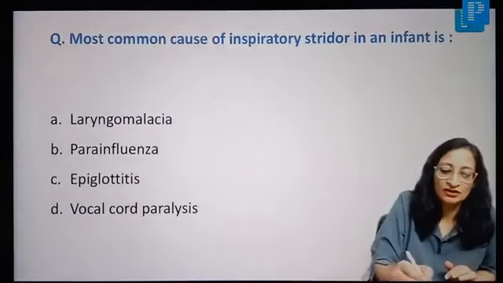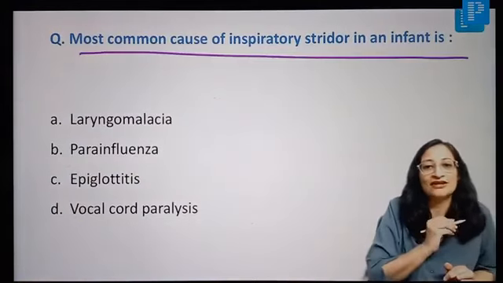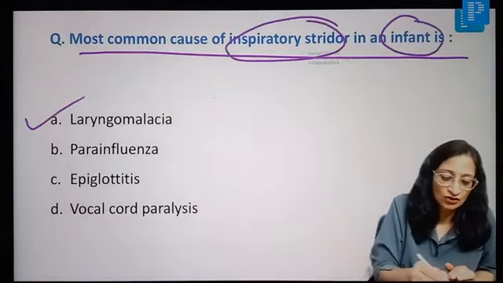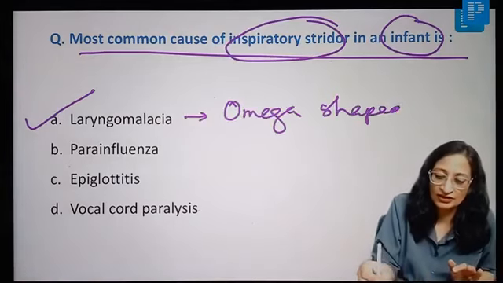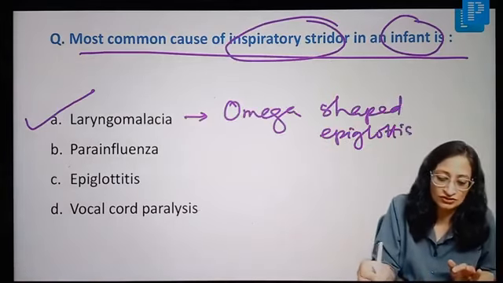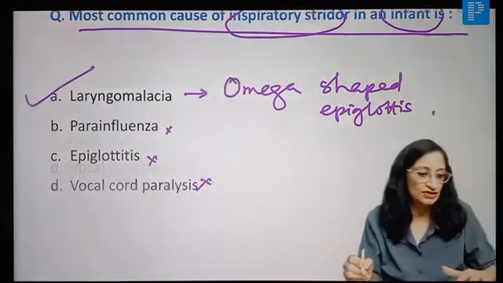Okay. Now, a few more quickies. The most common cause of inspiratory stridor in an infant is laryngomalacia. It is usually a self-limiting condition, and here you get an omega-shaped epiglottis. Nothing needs to be done. It usually resolves on its own. It's not parainfluenza, epiglottitis, or vocal cord palsy.